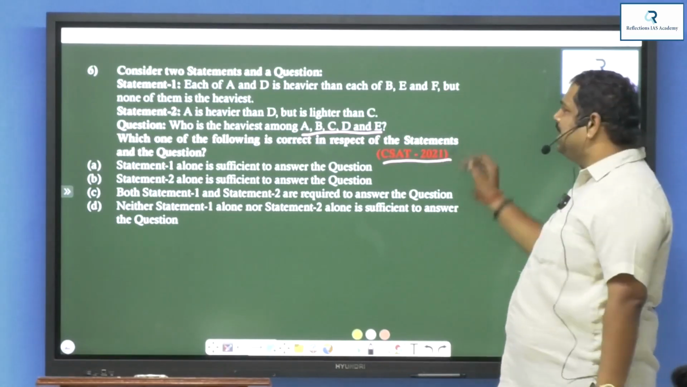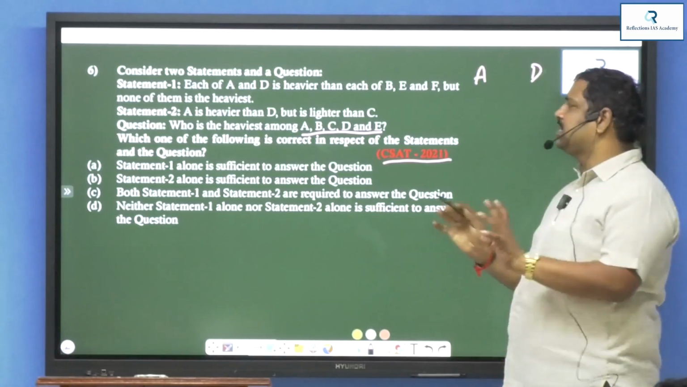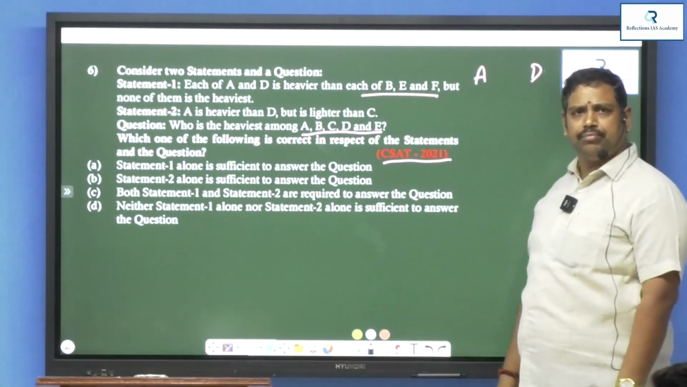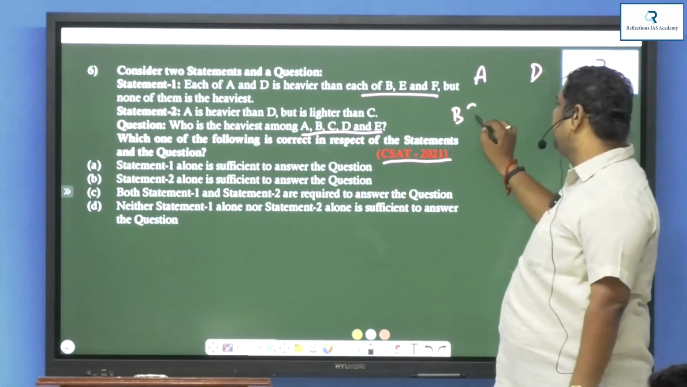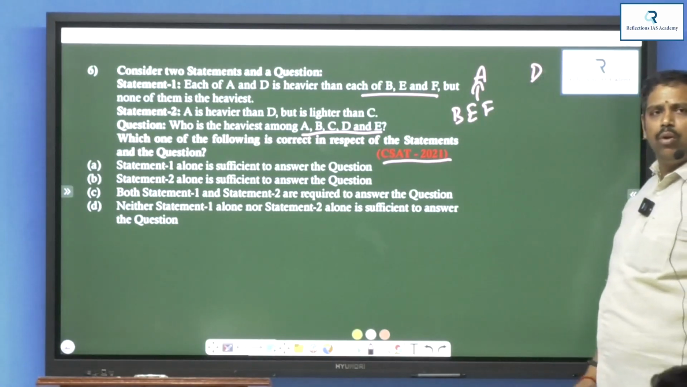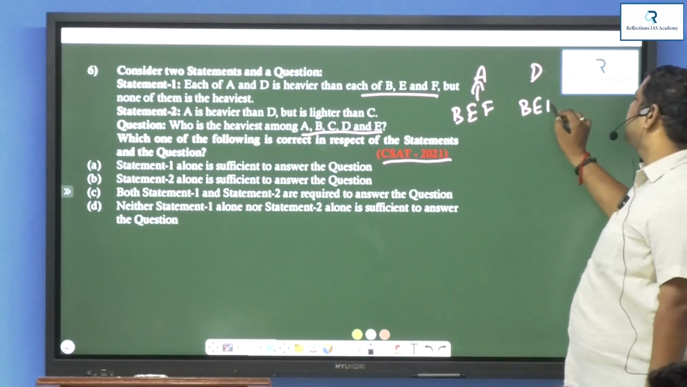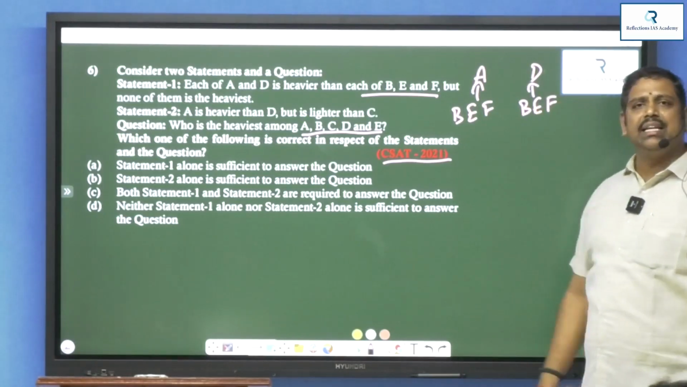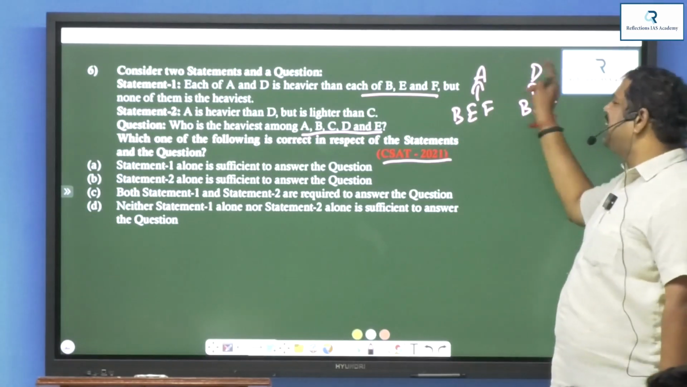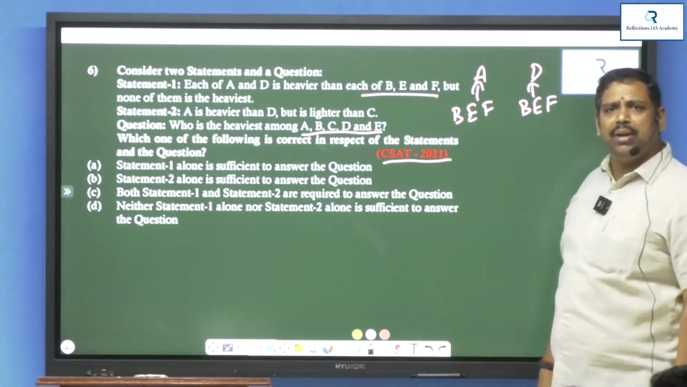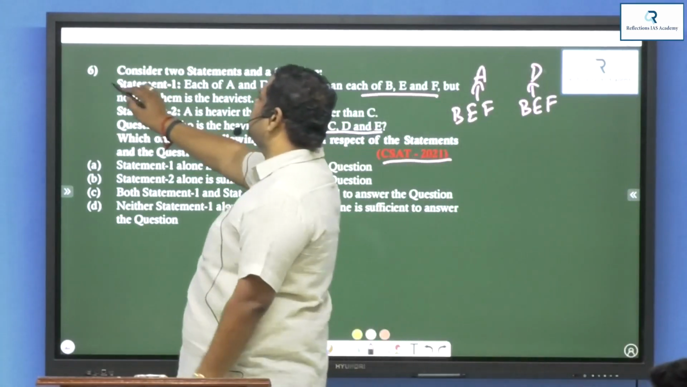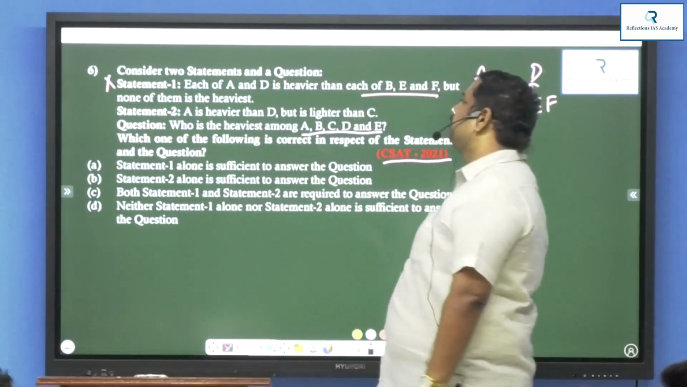What is the meaning of that? Each of A and D means A and D, two cases you have to take. Heavier than each of B, E, F means when compared to B, E, F, each one of A and D is heavier. Yes or no? Sir, he is asking about the heaviest, sir. But between A and D, who is heaviest? Am I able to decide or unable to decide from statement 1 alone? Unable to decide. So statement 1 alone is not sufficient. Go with statement 2.